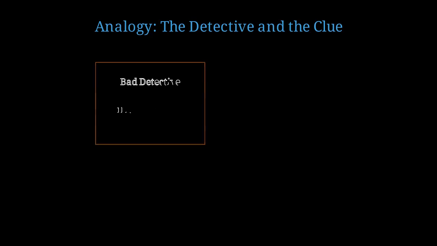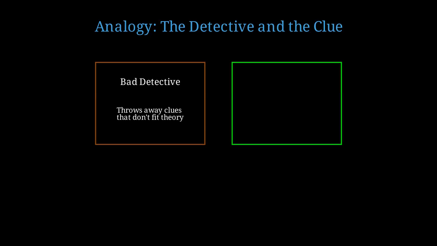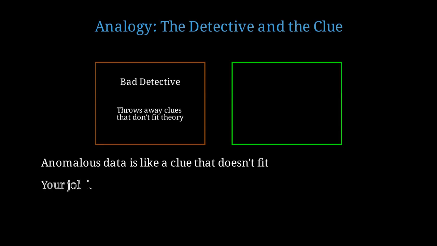Let me give you an analogy to help you think about anomalous data. Imagine you're a detective investigating a case, and you find a clue that doesn't fit your current theory. A bad detective throws away clues that don't fit their preconceived theory. A good detective investigates every clue thoroughly and is willing to revise their theory. Anomalous data is exactly like a clue that doesn't fit your current theory. It might be meaningless, or it might be the key to solving the entire puzzle. Your job as a scientist is to investigate thoroughly, not to ignore what doesn't fit. The most important discoveries often come from investigating what doesn't make sense.